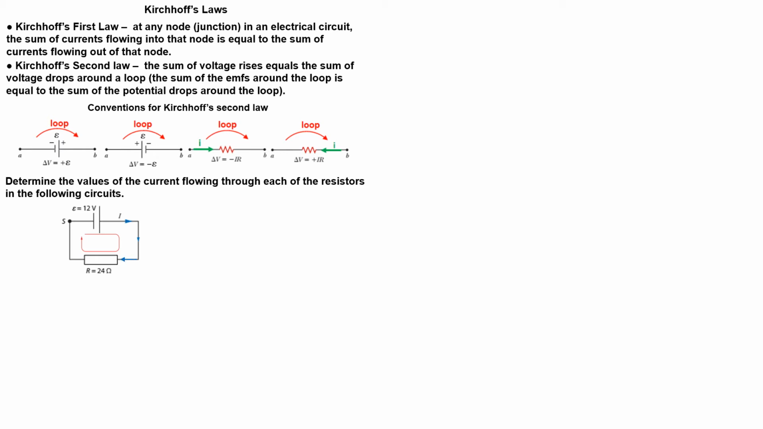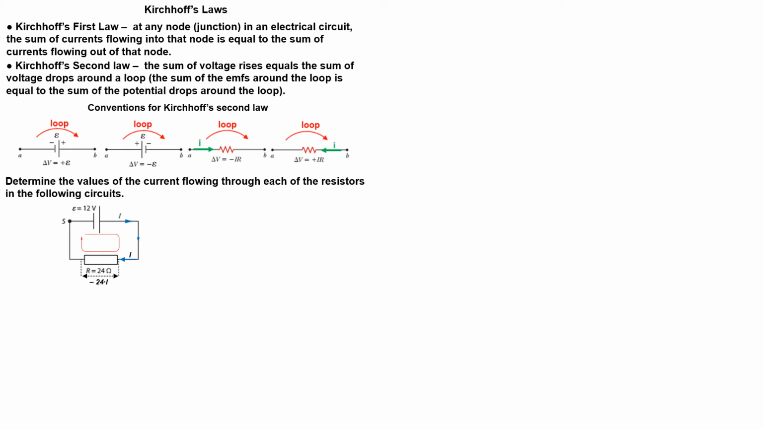Follow the clockwise loop. First, we go through the cell whose electromotive force is 12 volts. The loop takes us through the cell from the negative to the positive terminal, and following the conventions, the voltage is positive. Next, we go through a resistor. The loop direction is the same as the direction of the current. So, following the conventions, the voltage is negative.